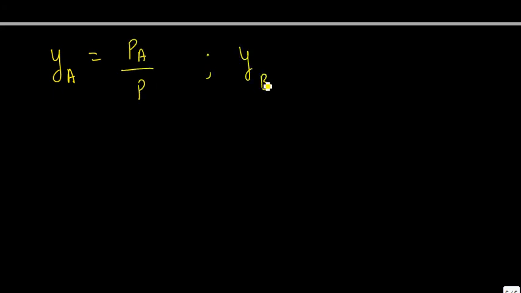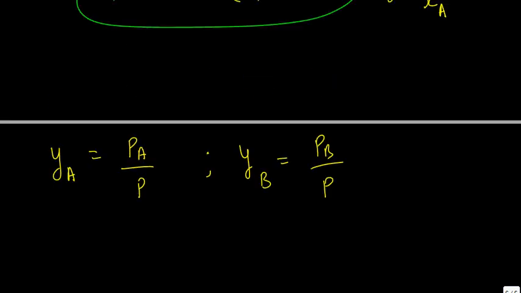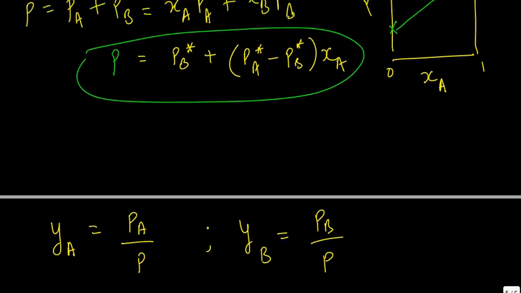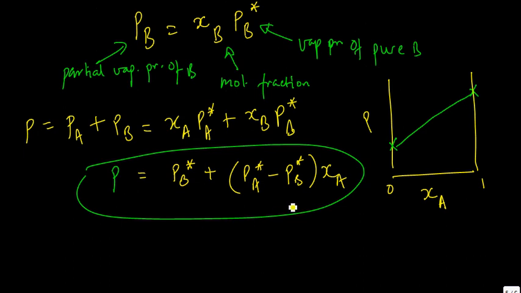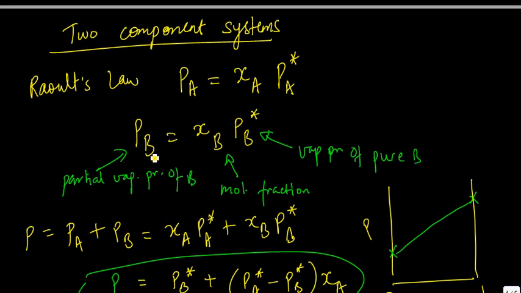And the mole fraction of component B would be the partial pressure of B divided by the total pressure of the gas, right? And then from these equations, I have the value for total pressure over here, and I have the values for the partial pressures of A and B over here.